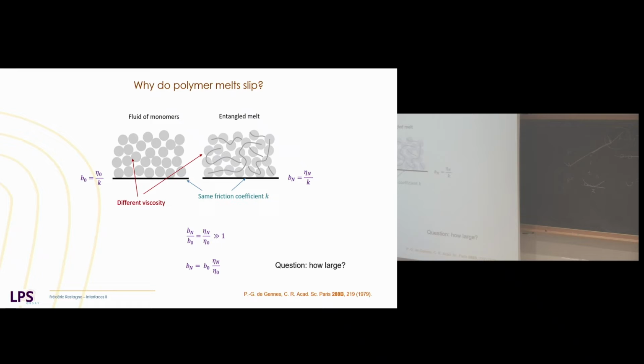Basically, I take a fluid of monomers, and I write the relation that I've written before: the slip length before polymerization is the viscosity of this fluid, which is low, divided by the Navier coefficient. And now I polymerize the fluid. The idea of De Gennes is that if I polymerize the fluid, I will increase the viscosity of the fluid a lot. But De Gennes' idea was that I will not change anything in the friction property. The friction is something really local, so I should keep the same k value. So now the slip length of this polymer fluid will be the viscosity of this polymer divided by the same Navier coefficient. And then if you put everything together, you arrive at this equation, which is the slip length of a polymer of length N. Yes?